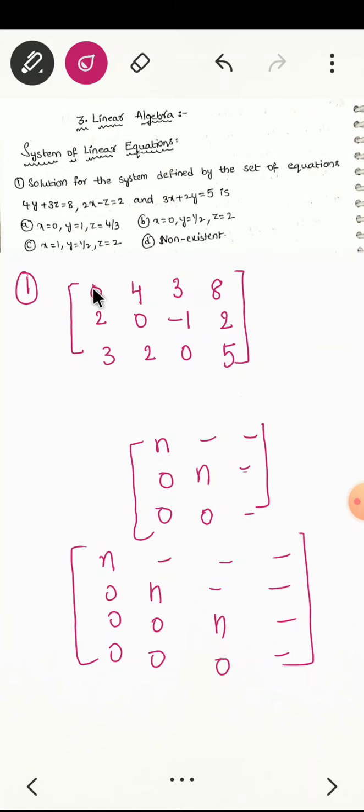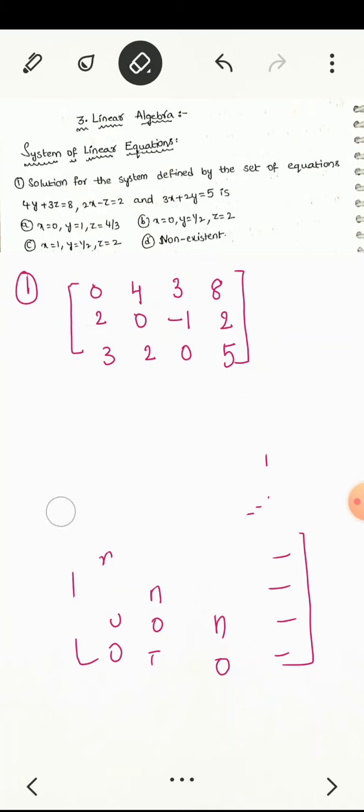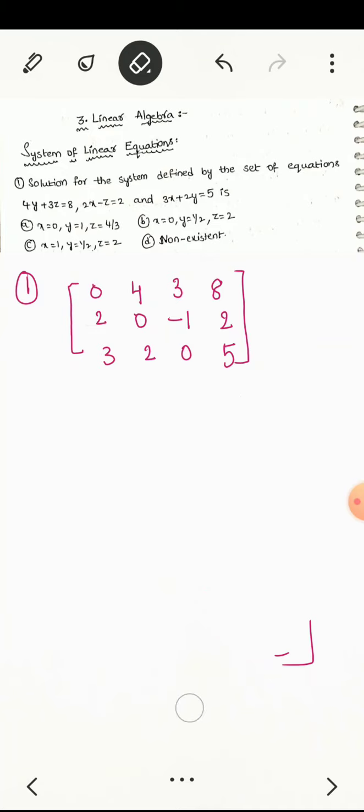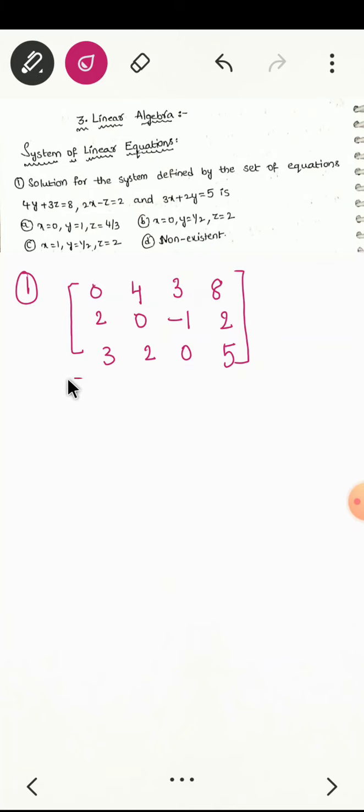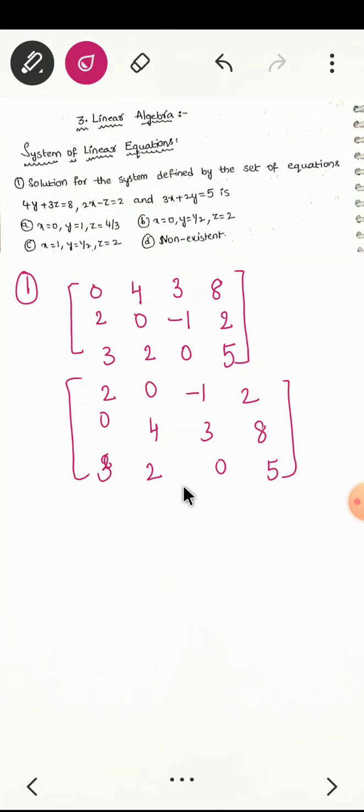So try to keep the above matrix like this. But we have 0 here, so that's why I am interchanging the rows, so that I will get a number in the first row, first element. I will interchange 2, 0, -1, 2. Then here I will get 0, 4, 3, 8. Here I have to create 0. But 3, 2, 0, 5.